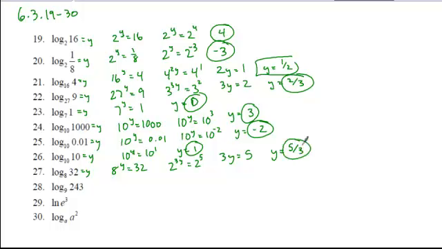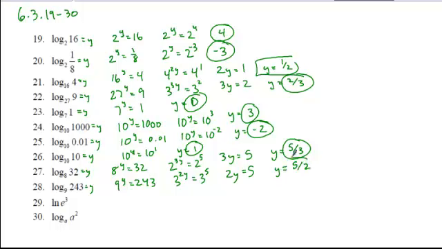In problem 28, we take our base 9 to the power of y is equal to 243. Rewrite these both using the same base. The common base between 9 and 243 in exponential form is 3. 9 is 3 squared. 243 is 3 to the 5th. Therefore, you can equate their powers. 2y is equal to 5, which means y is going to be 5 over 2.